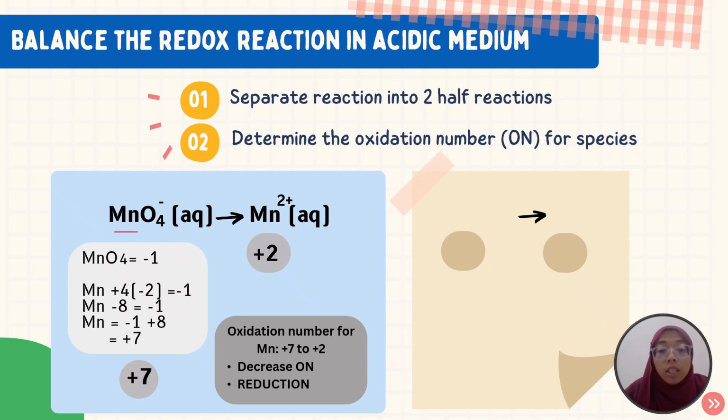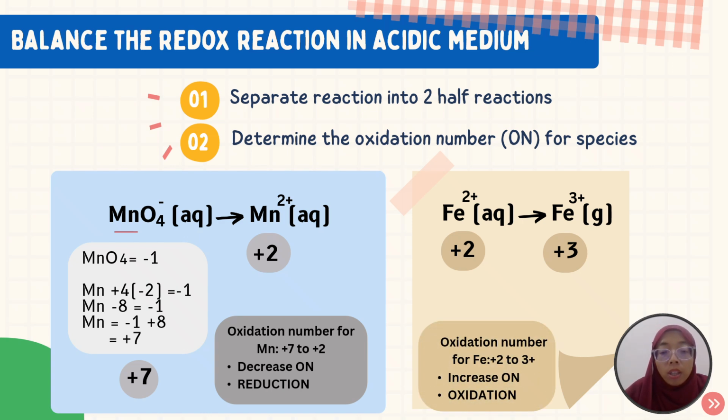Now we go for the second half reaction, involving ferrous ion Fe2 plus producing ferric ion Fe3 plus. So find the oxidation number for iron. We can look here, the oxidation number for iron is plus 2 and in the product is plus 3. So the oxidation number for iron increases from 2 to 3. So the half reaction here is oxidation.